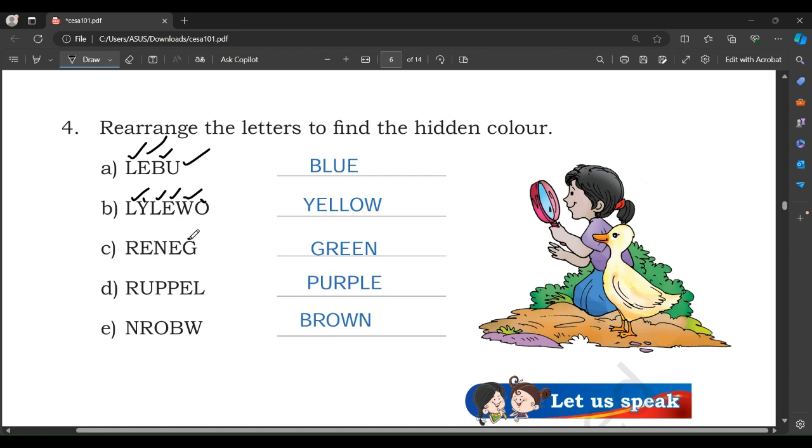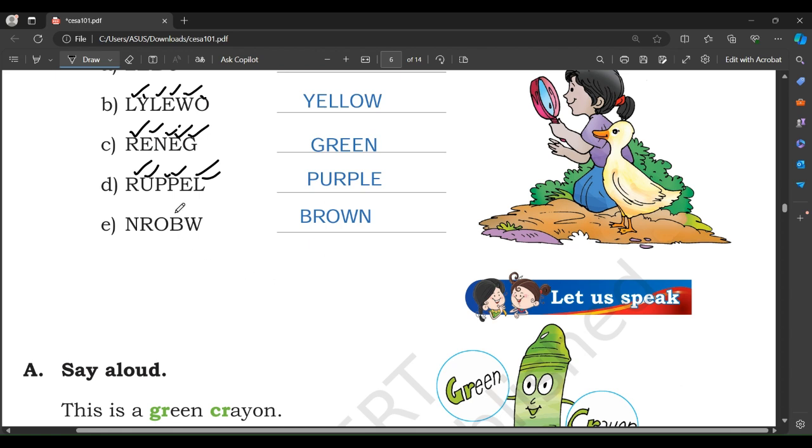Now, G, R, E, E, N, green. P, U, R, P, L, E, purple. And last, B, R, O, W, N, brown.